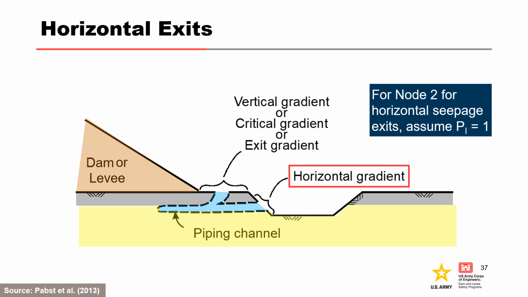Horizontal, or nearly so, hydraulic gradients are internal gradients along a seepage pathway. However, gravity is not a resisting force, and little to no horizontal gradient is required for initiation of backward erosion piping, as reflected by the note on the typical event tree to assume a probability of initiation of 1 for horizontal exits.